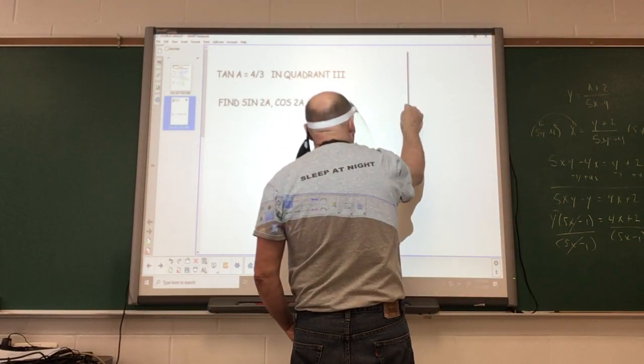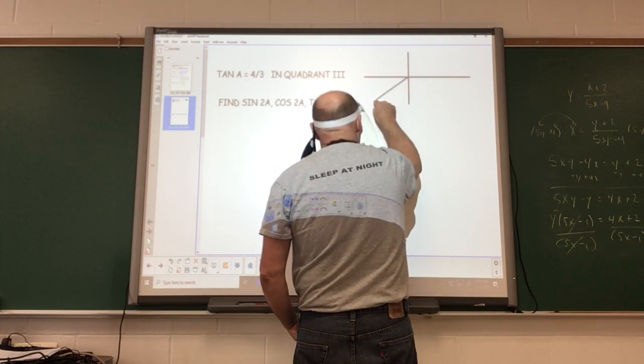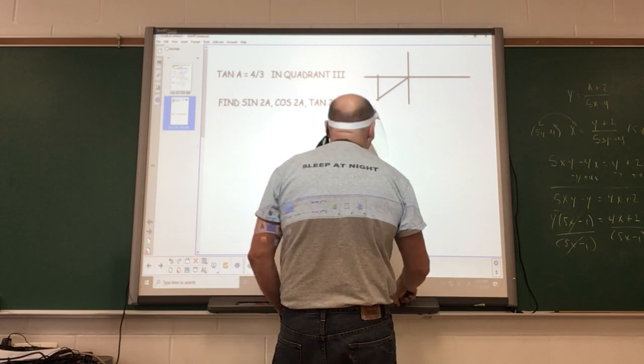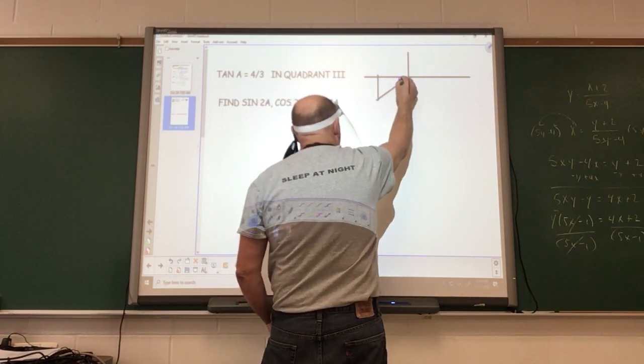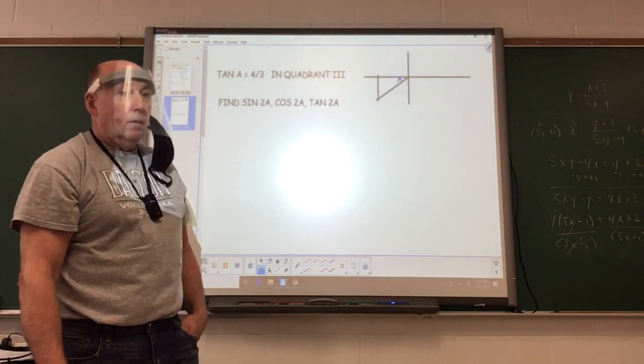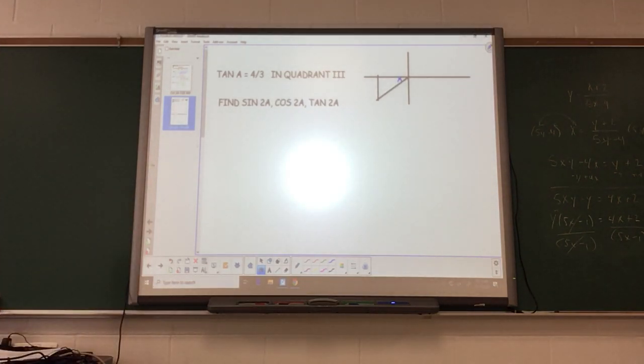So in quadrant number 3, I'm going to draw my angle. And the tangent of that angle, here's my angle A, is 4/3. So the tangent of A is 4/3. So opposite is going to be 4, adjacent is going to be 3.